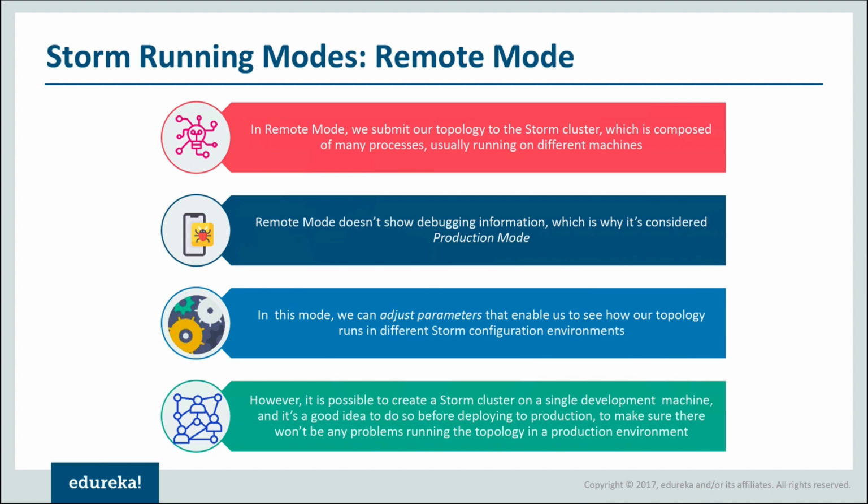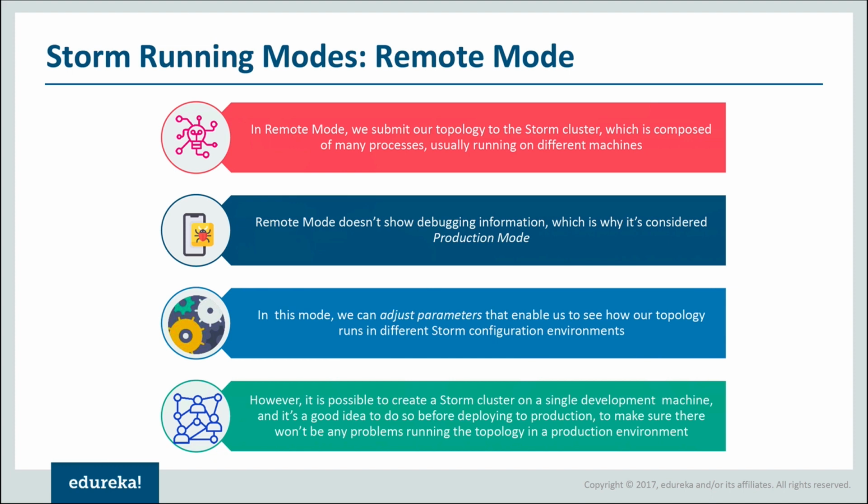In the remote mode, we submit our topology to the Storm cluster, which is composed of many processes usually running on different machines, and you can add more machines to the cluster anytime you want, and you can remove some nodes from the cluster anytime you want. And remote mode doesn't show debugging information, which is why it is considered production mode. So all the debugging information is reserved only for local mode.